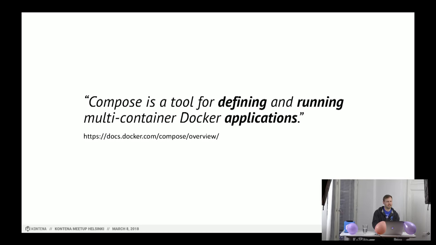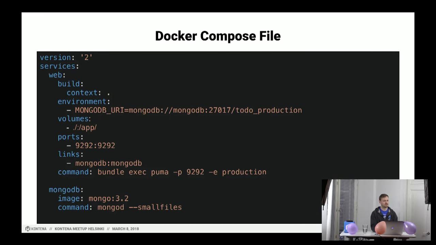And for defining applications, we can use a Docker Compose file. It's a YAML file where we can configure our application. In this case, I have two services. I have a web service and a database service. For this web service, we are building a Docker image from the current working directory context. So Docker is looking for the Dockerfile in that directory. And then we can define environment variables, like what is the database address. We can define volumes, or mount volumes from the local machine to the container. And we can expose ports. In this case, I'm exposing port 9292 from my local machine to Docker container port 9292.